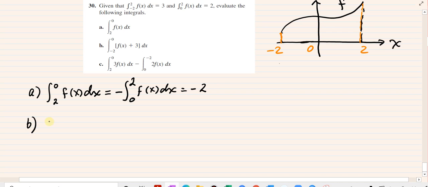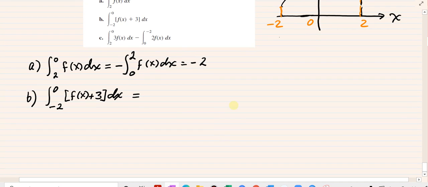In part B, the integral from -2 to 0 of f of x plus 3, a constant, dx. Now this I can break into two integrals, right? The integrand is a sum of two functions, f of x and a constant function. So let's actually break this into two integrals: the integral of f of x, and then plus the integral from -2 to 0 of just 3 dx.